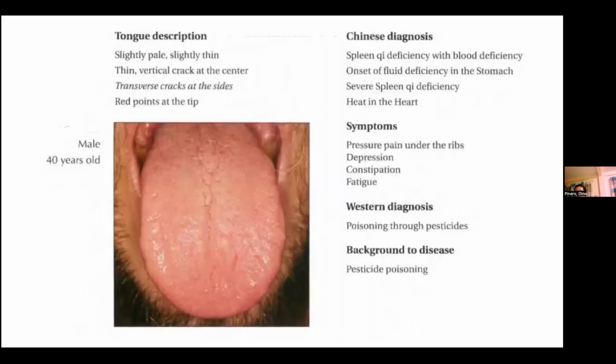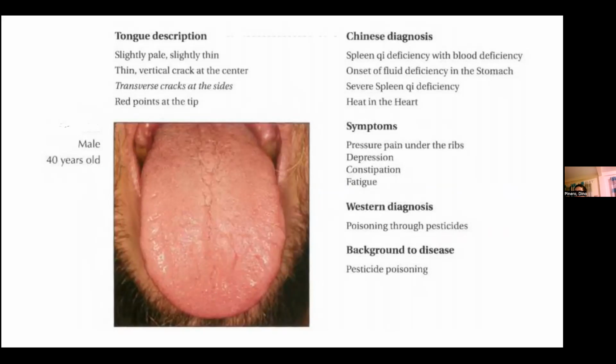Okay. Next, we have a male, 42 years old. Ang tongue po niya is slightly pale and slightly thin, which indicates that there is a spleen Qi deficiency with blood deficiency. Ang tongue is thin with vertical cracks at the center. Okay, observe po natin yung picture, which indicates that there is an onset of fluid deficiency in the stomach. There is also a transverse crack at the sides, indicating that there is a severe spleen Qi deficiency. Yung red points at the tip, so meron siyang mga red points, indicates that there is heat in the heart.